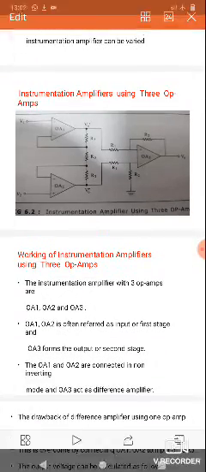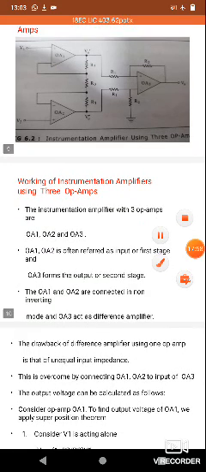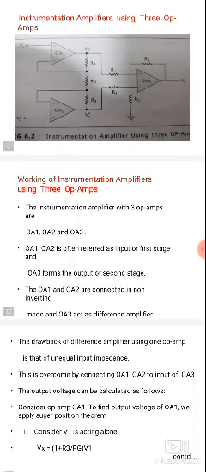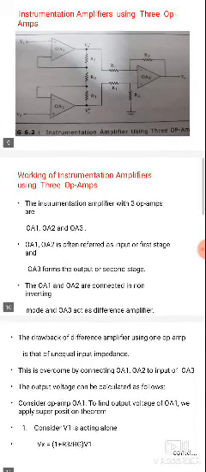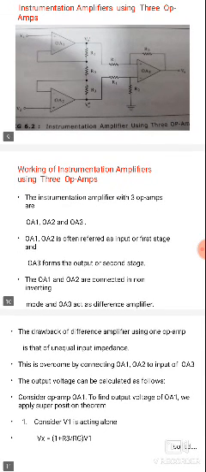Next, the instrumentation amplifier using 3 op amps. So this is a 3 op amp instrumentation amplifier. OA1 stands for operational amplifier 1, then operational amplifier 2, and the third one is operational amplifier 3. Next, V1 is the input of operational amplifier 1, connected to its inverting terminal.